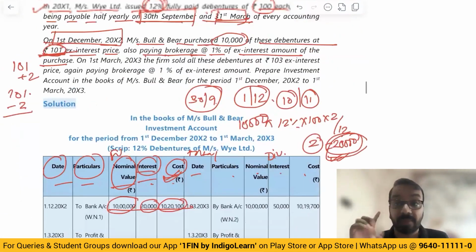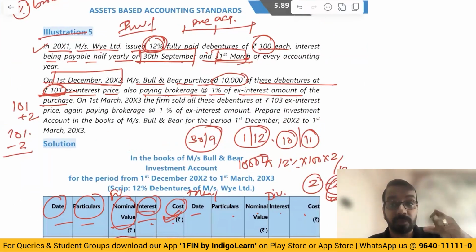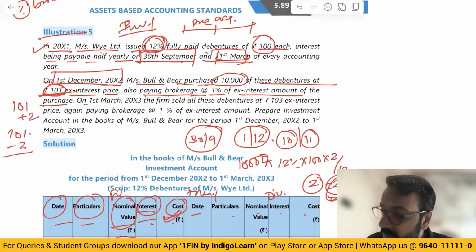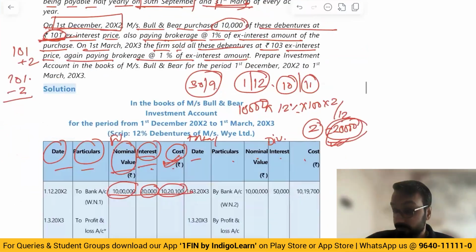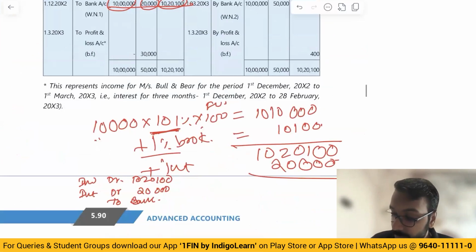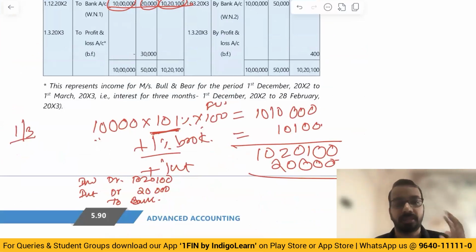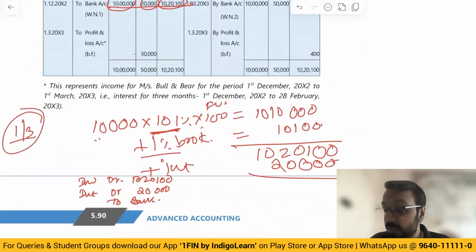Then, and please keep in mind, in examination sometimes they give you a question with multiple transactions, so you have to be very careful in calculating. Okay. On 1st of March, the firm sold all these debentures at 103 ex-interest price, again paying brokerage at 1% of ex-interest amount. Now what happened? On 1st of March, they sold. Did we get any interest? We did not get any interest. The company will pay us interest on 31st of March. We sold it off on 1st of March.